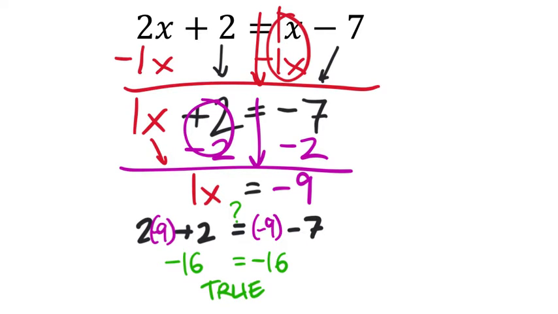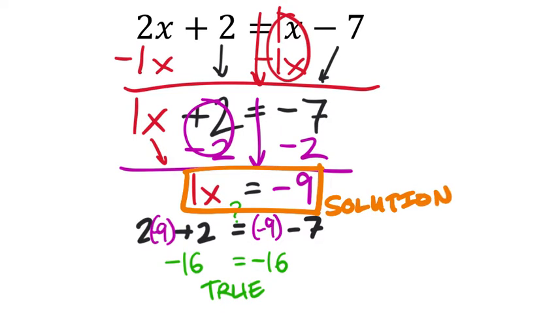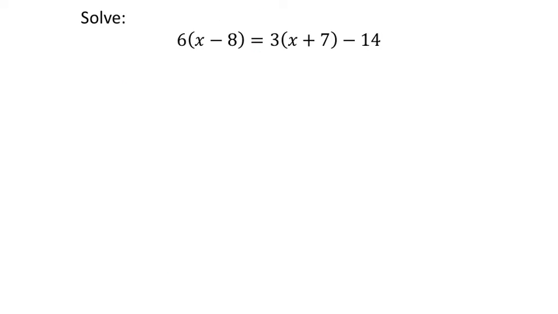Which tells me now I can go back to the solution. x equals negative 9. And I know that it makes the equation true. So I know that it is the solution. To be more specific here, I replaced the x's with the negative 9, and I found it gave me a true statement. That's why it's the solution. Let's try this one though.